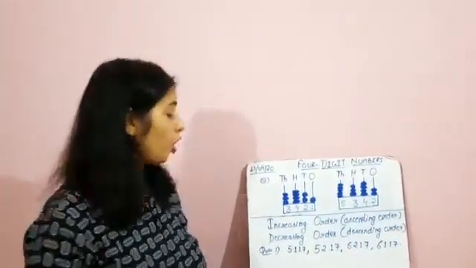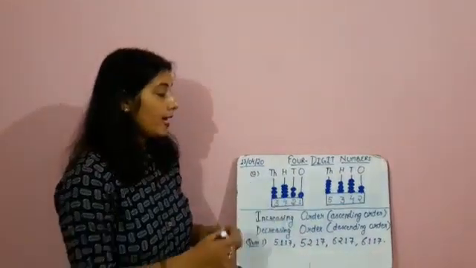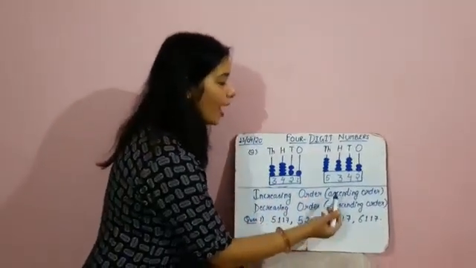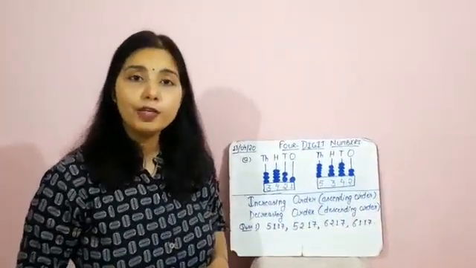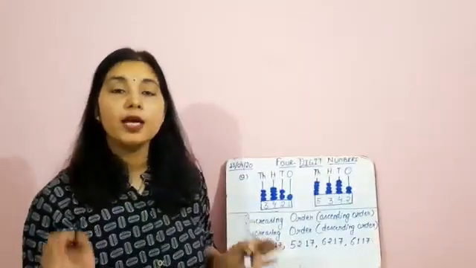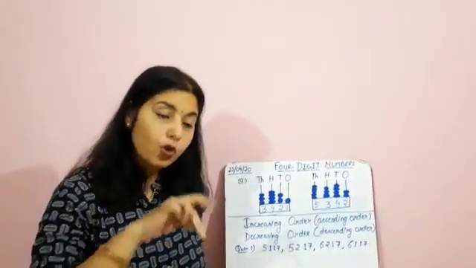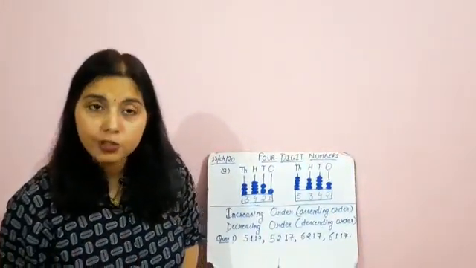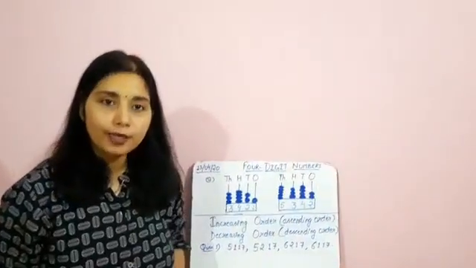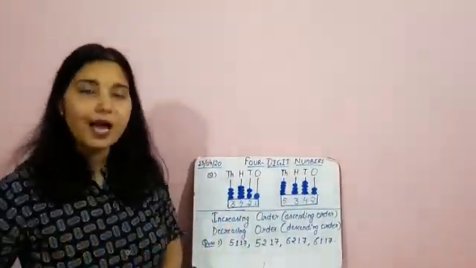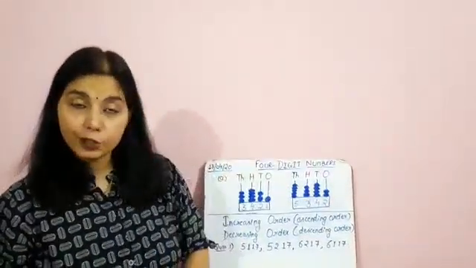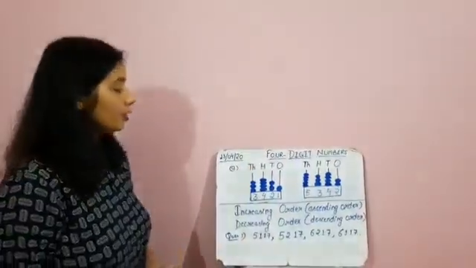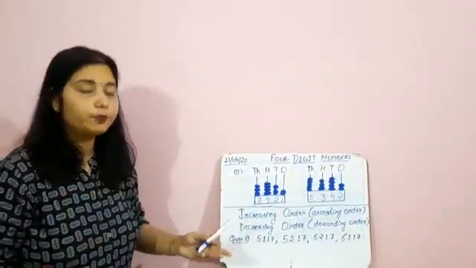So, increasing order is also known as ascending order. Whenever we talk about ascending order, increasing order, keep in your mind that we have to climb the stairs from the lowest staircase to the highest. Got it? So here also from the lowest number we have to go to the highest number. Least to greatest. That is known as increasing or ascending order.